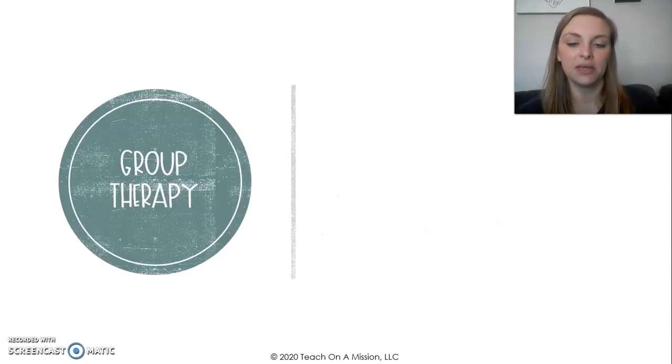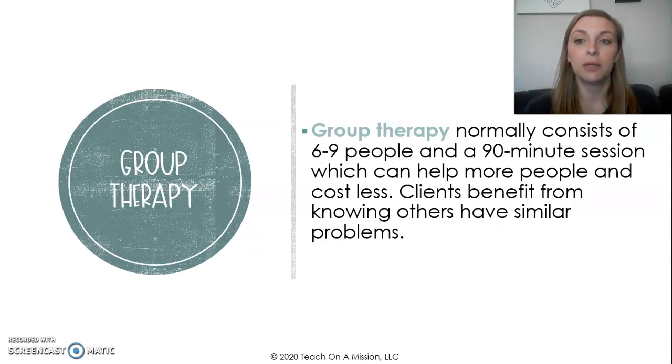Okay, some other types of therapies are group therapy. Group therapy normally consists of about 6 to 9 people, however, it can consist of more. They're usually about 90 minutes long and can help more people at once and cost less. Usually, this benefits people because they realize that other people have similar problems to them. And so they feel a sort of camaraderie with those other people. Think of things like AA or a loss group or grief group, right? Those are all group therapy where you can support each other while you're going through the same things.